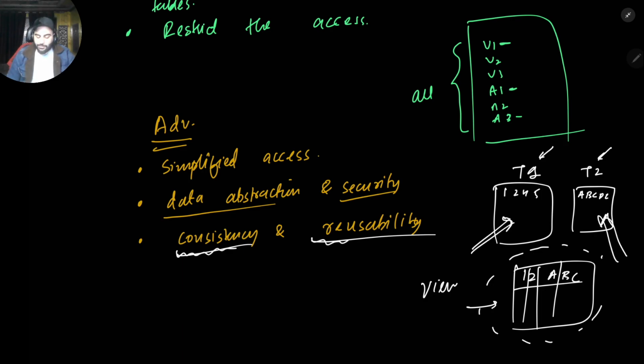It provides reusability because you reuse the same data. It provides security because you can control the access. It provides data abstraction because you abstract out these things. And simplified access means you don't create a new table; you just use whatever you had, without the burden of creating another table from the same data. Is this clear?